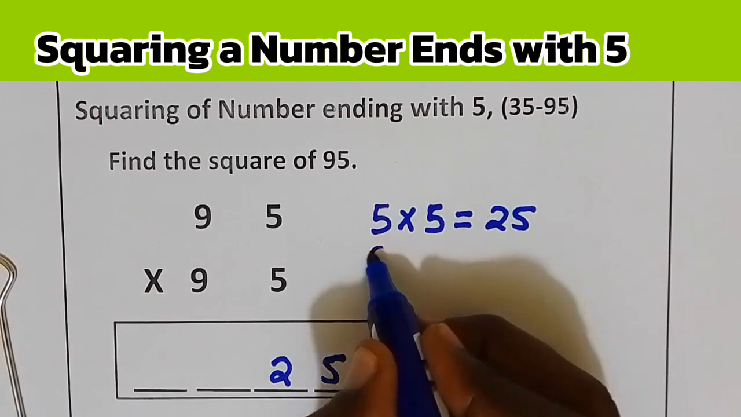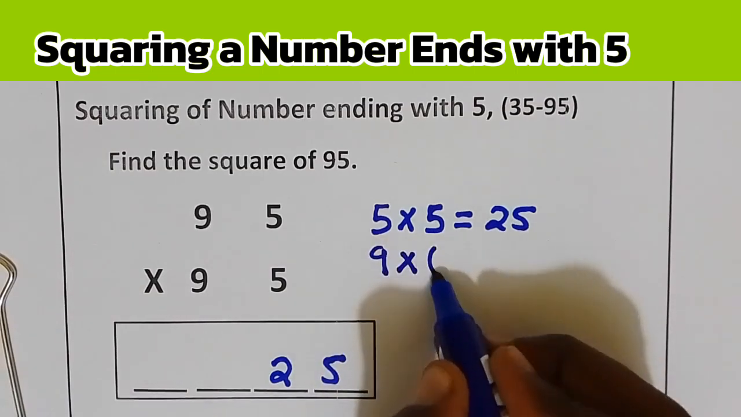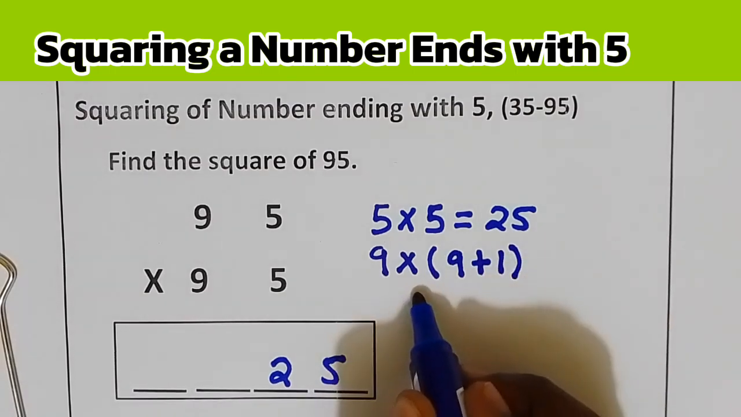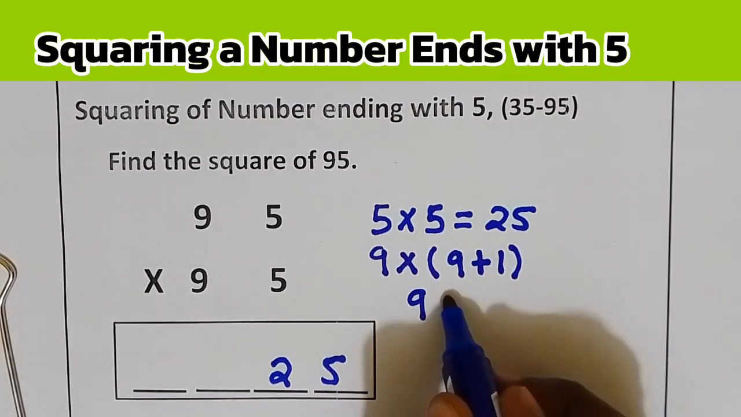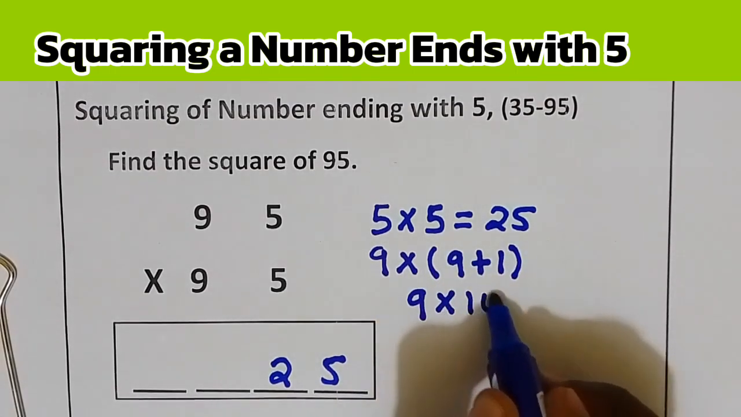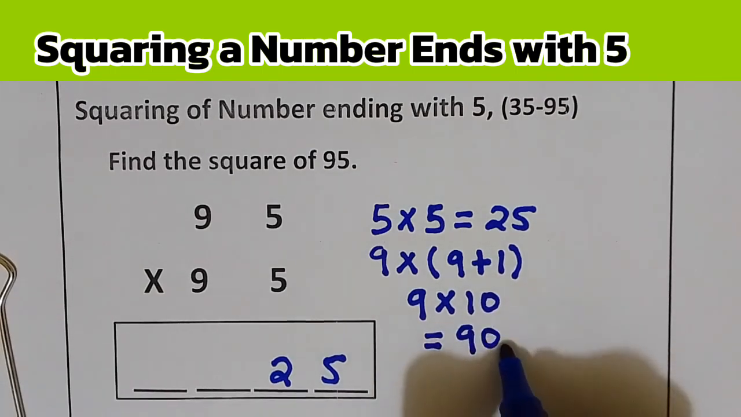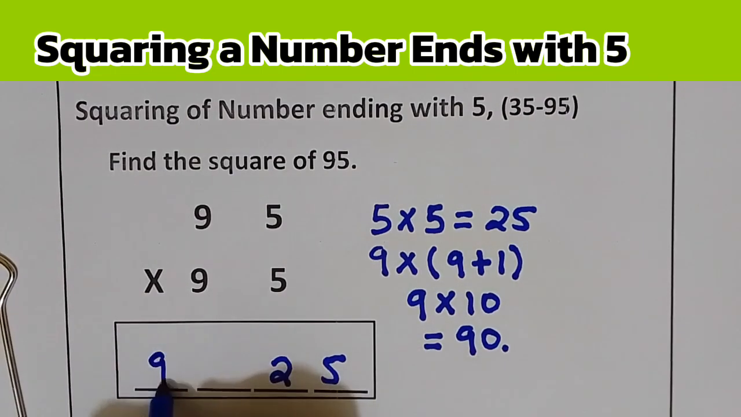That is 9 multiplied by 10, which gives us 90. This fills the 2 remaining digits.